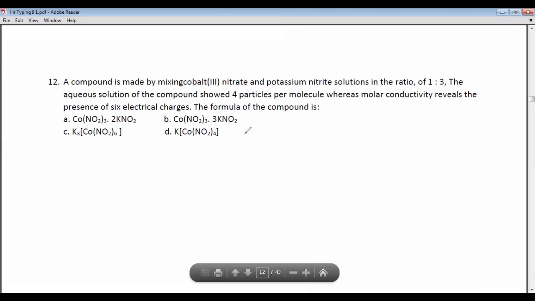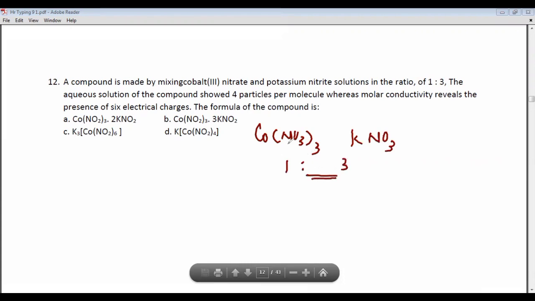Cobalt(III) nitrate, Co(NO3)3, and KNO3, in the ratio of 1:3. The aqueous solution of the compound showed 4 particles per mole. When these two stable compounds are combined, a molecular compound may be formed, whether it is a double salt or a coordination compound, whatever it may be.